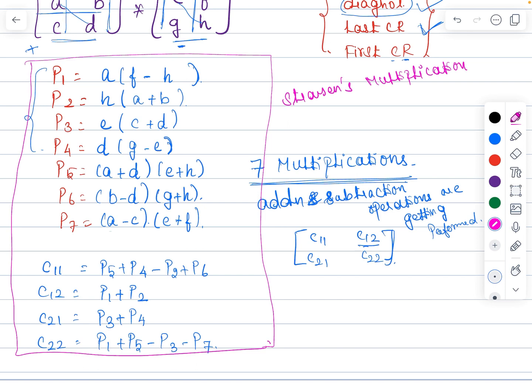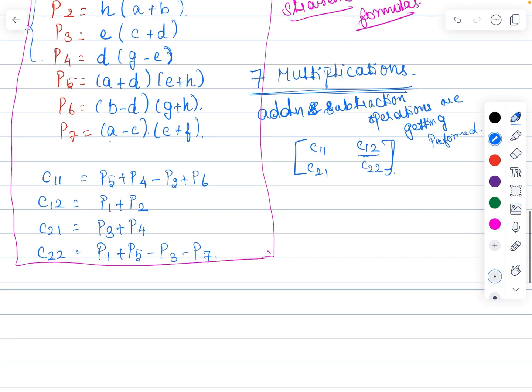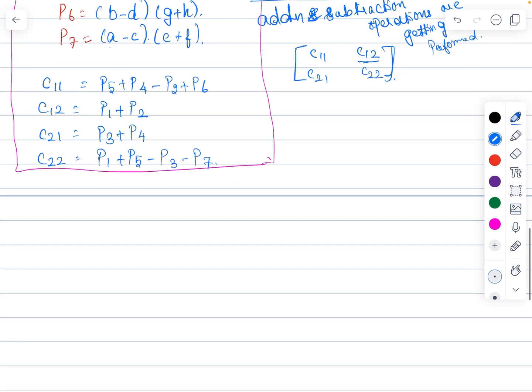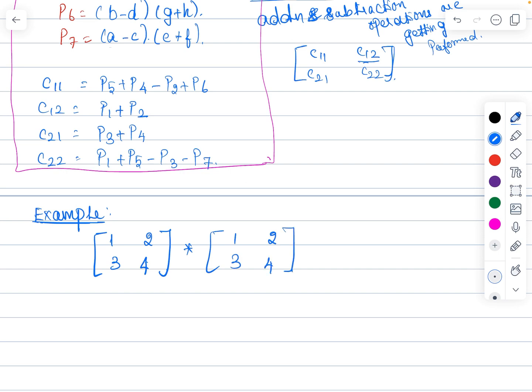Let's take one example and solve it. One proper example, one simple example we will take. The A matrix contains 1, 2, 3, 4. The B matrix also contains 1, 2, 3, 4. Let's generate the resultant matrix.